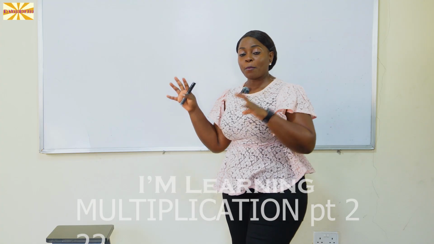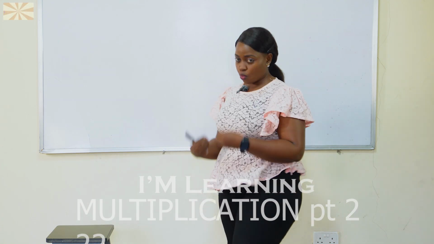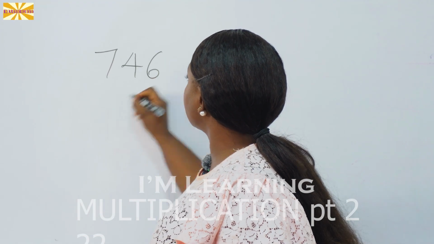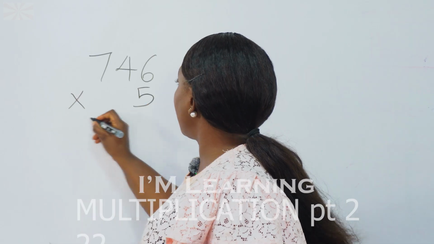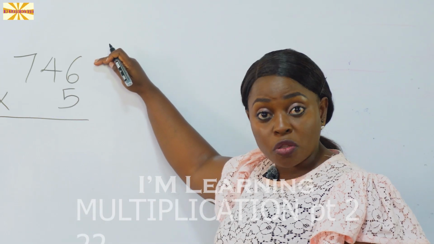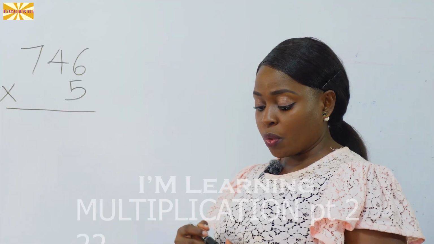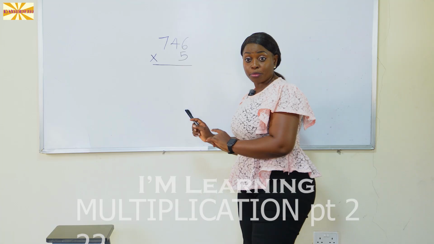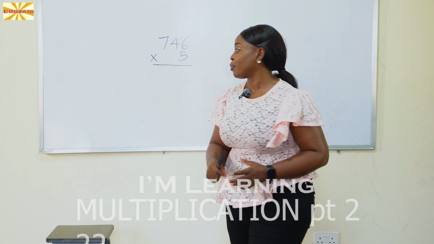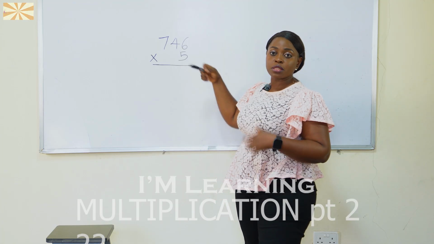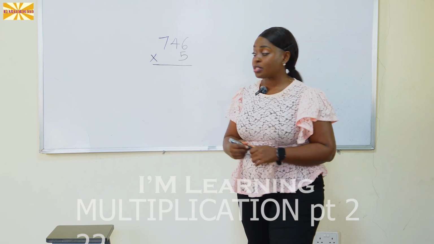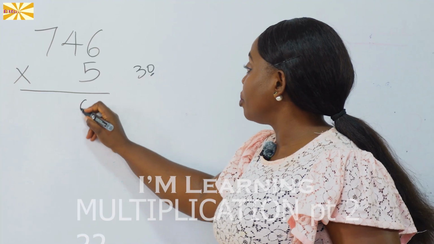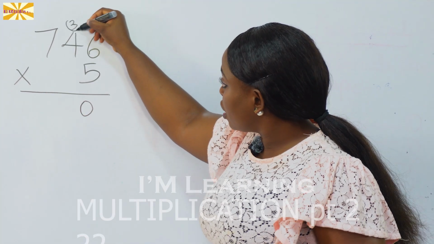So now let's look at multiplication of three-digit numbers by one digit. So we have a number like 746 times 5. Now this is a three-digit number multiplied by a one-digit number. Now, the same way that you did your 2 by 1 is the same way you're going to do your 3 by 1. You go step by step. So we start by saying 5 times 6. And what is 5 times 6? 5 times 6 is 30. I can't write 30. I can only write the last number. So I'm going to write my 0 and carry 3 there.